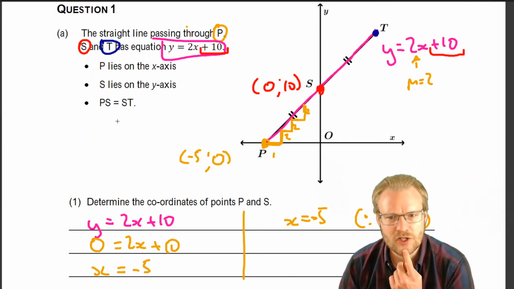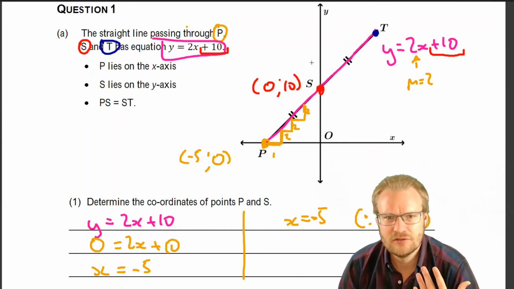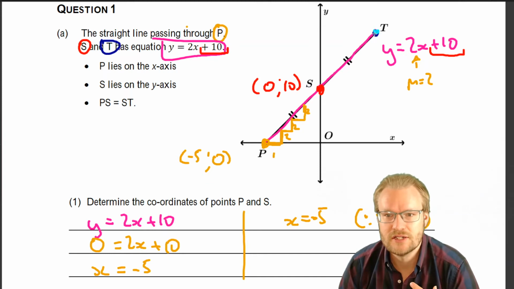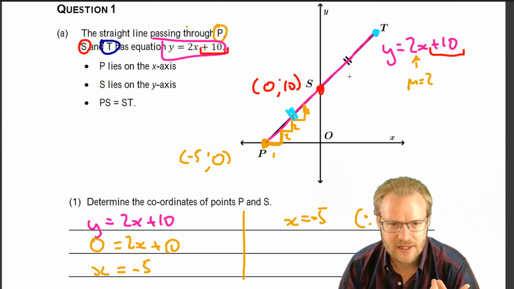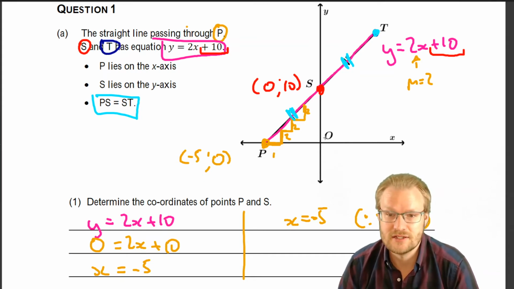Okay, so for point T, which bit of information that we haven't talked about is going to be crucial in finding out point T? Well, the thing that sticks out to me is that these two lines are equal. So it tells us here that PS is equal to ST. So that line is the same distance as that line.